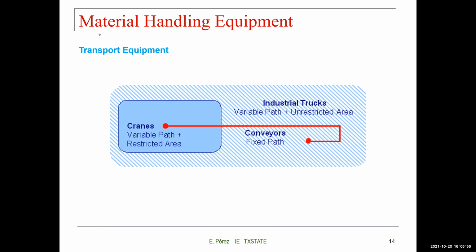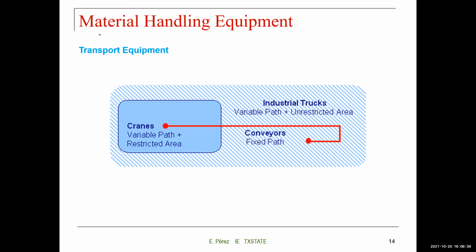So this is illustrating the difference between a conveyor, a crane, and an industrial truck. For a crane, you will have a variable path, but you also have a restricted area, which is illustrated by that deep blue constant area in the figure. And then the industrial trucks have a variable and unrestricted area. You can see that the area covered by those lines is larger than the area covered by the cranes. So variable path and unrestricted area.